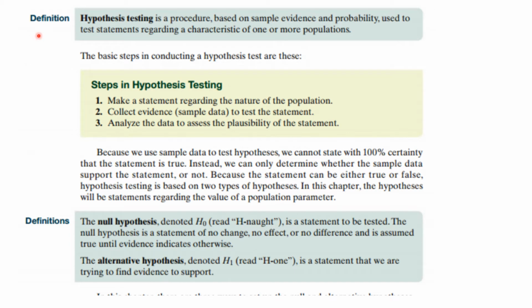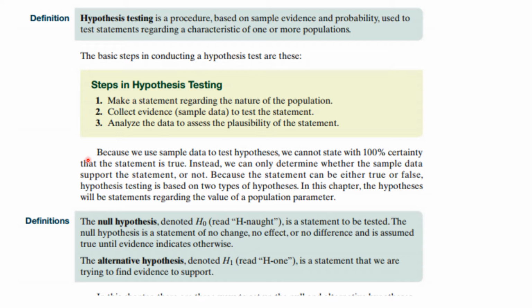Let's begin with the definition of hypothesis testing. Hypothesis testing is a procedure based on sample evidence and probability used to test statements regarding a characteristic of one or more populations. The basic steps in conducting a hypothesis test are these. Make a statement regarding the nature of the population. Now this involves making a claim and turning the claim into either the research hypothesis or the null hypothesis. Collect evidence, sample data, and it has to be a good sample to test the statement, and apply the data to assess the plausibility of the arguments, and we're going to use confidence intervals for this.